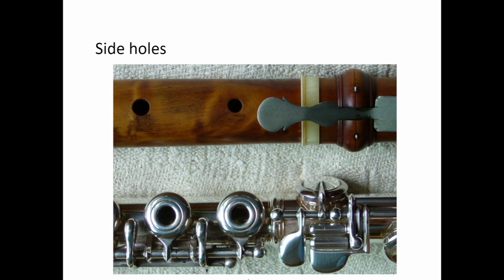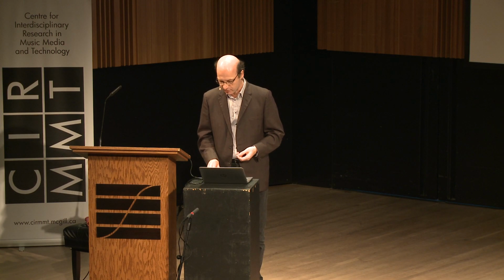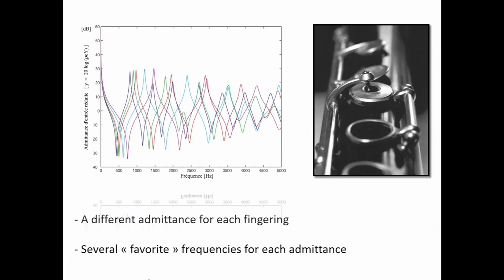A very familiar way for acousticians to describe the acoustical properties of the resonator is to analyze the input admittance, which is actually the response of the resonator as a function of frequency. If you look at this input admittance here, you can see the different resonances that correspond to the different maxima of this input admittance. We now have a good description, good modeling of the different elements, so that this input admittance can be measured or calculated. And of course, for a woodwind instrument, you have different fingerings, and each of these fingerings gives a new admittance. And on each of these admittances, you can find the different resonances of the instrument.